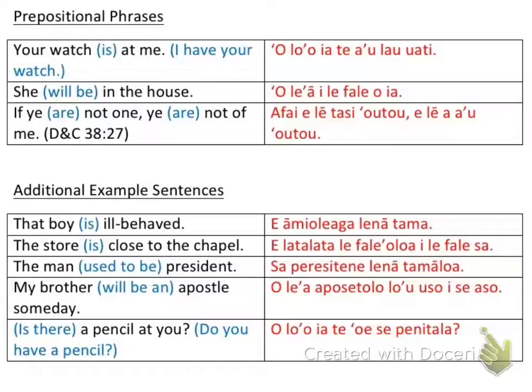Olo'o is what's happening. Your watch is right now, it's currently with me kind of thing. And then I have a yatea'u. This is a prepositional phrase, to me. Okay, or is at me is a prepositional phrase.